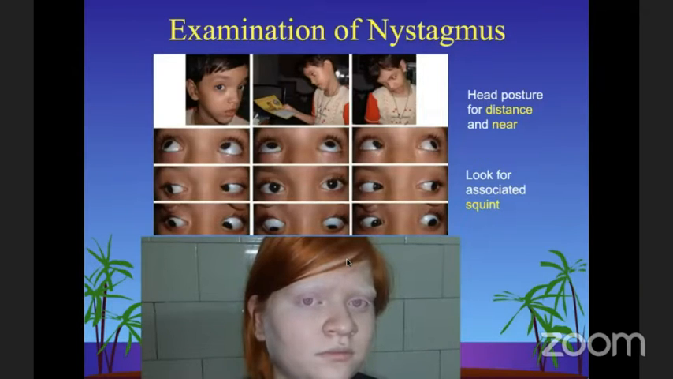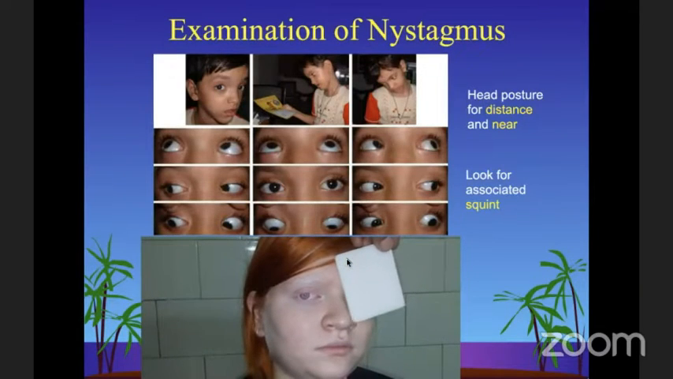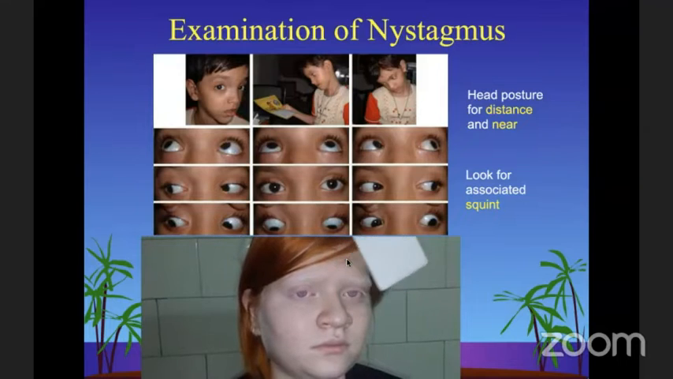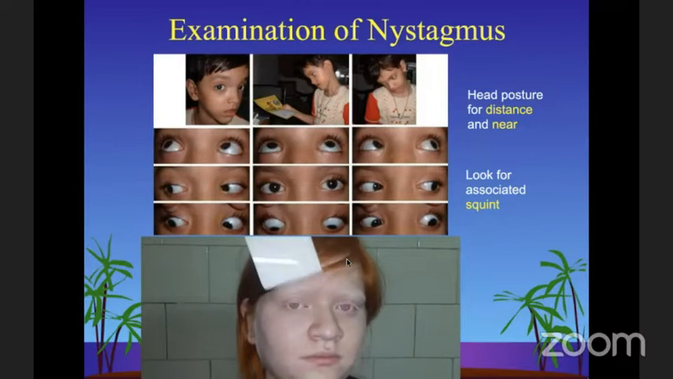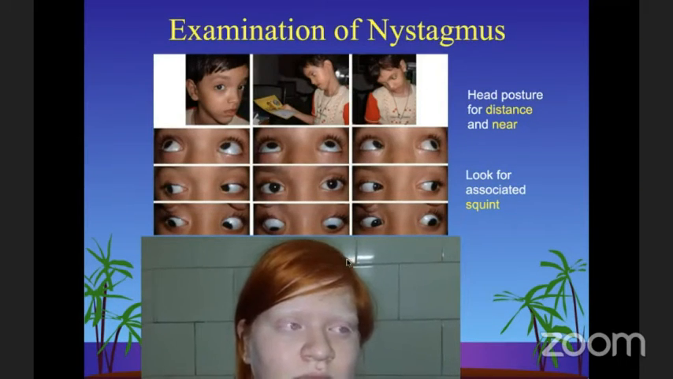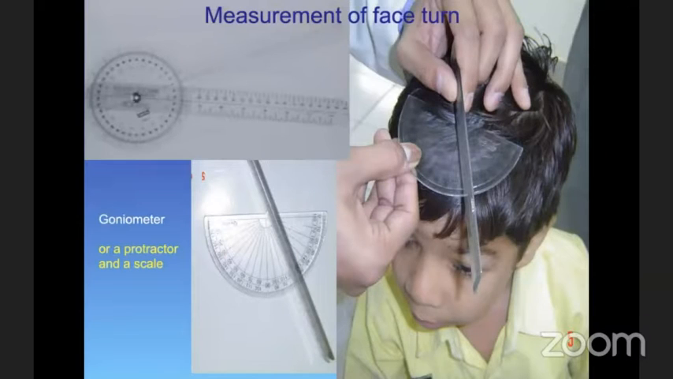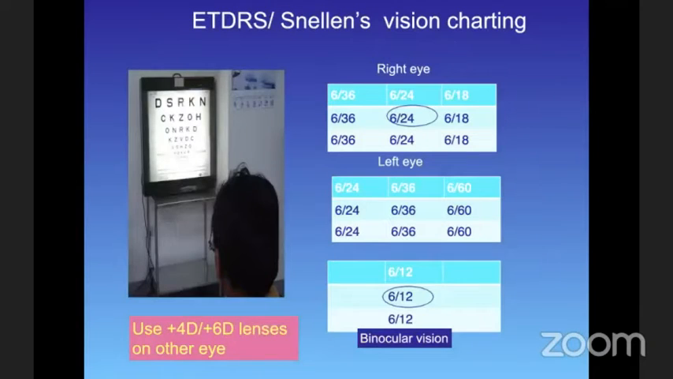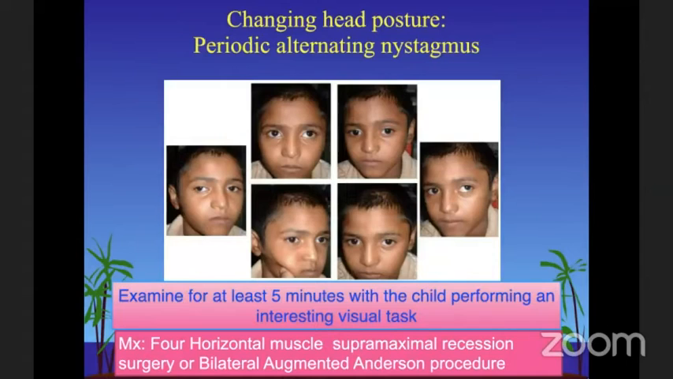The examination of nystagmus thereby would be looking for the head posture for distance and near both, looking for associated albinism like this girl has, or any associated squint. And the face turn, if it is there, then you need to measure how much the face turn is. There may be a periodic alternating nystagmus, which may keep on changing every 3 to 5 minutes. So observe such children for at least 5 minutes in a constant manner in order not to miss a periodic alternating nystagmus.